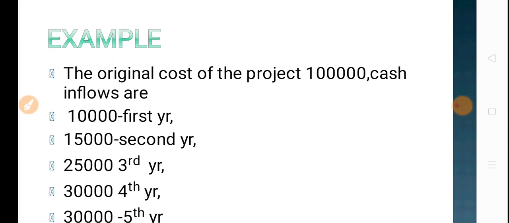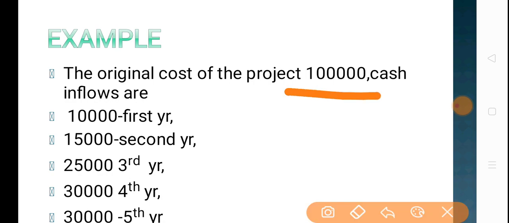Here, the original cost of the project is 1 lakh. You can see here, the original cost of the project is 1 lakh. Cash inflows are: first year 10,000, second year 15,000, third year 25,000, fourth year 30,000, and also fifth year 30,000.